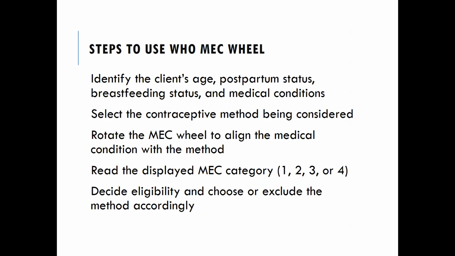First of all, we have to identify the client's age, postpartum status, breastfeeding status, and medical conditions, which are mentioned in the outer circle, and then we have to select the contraceptive method being considered. Then we will rotate the MEC wheel to align the medical condition with the method, and we will read the displayed MEC category, either it's 1, 2, or 3, and then according to the category, we will choose the eligibility, and we will choose or exclude the method accordingly, and see whether the method can be used in this particular female with some particular conditions or not.